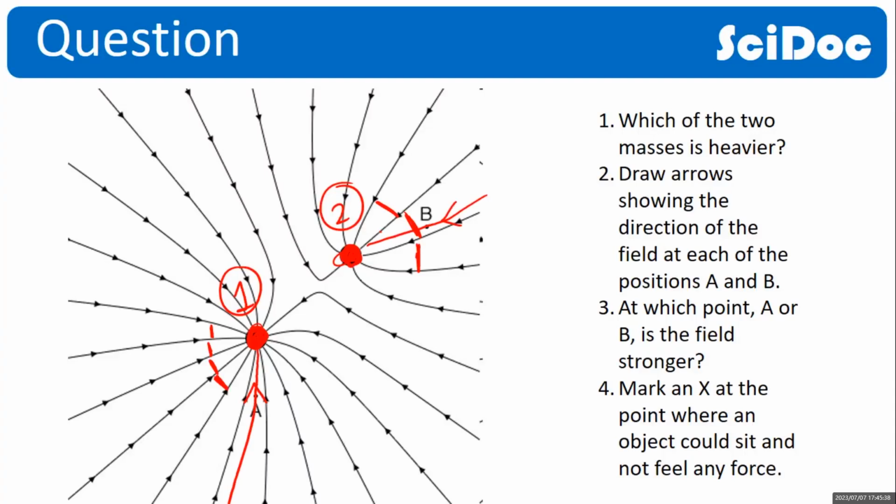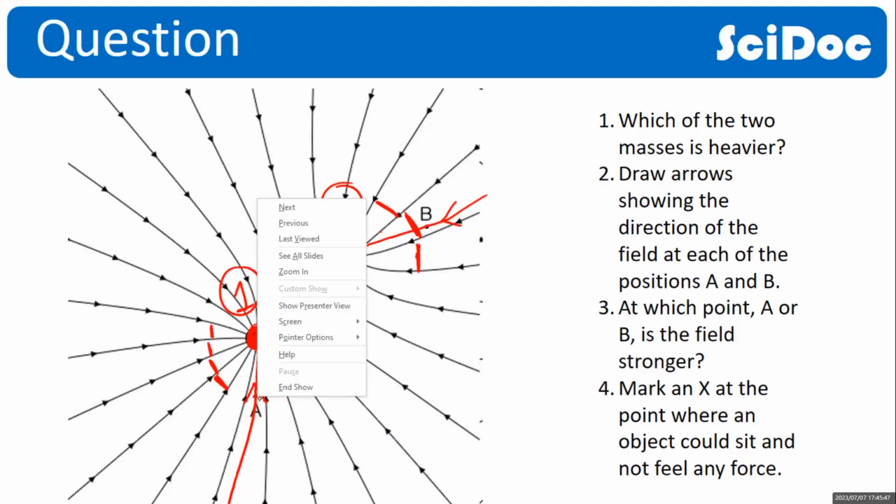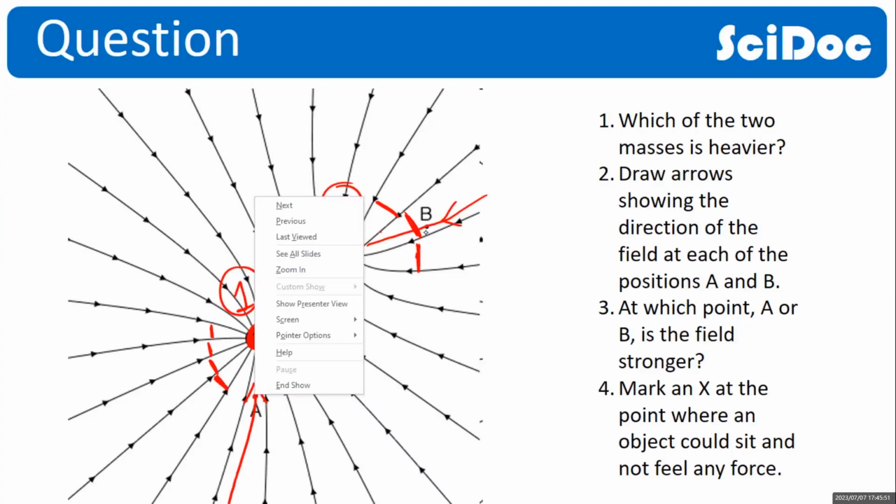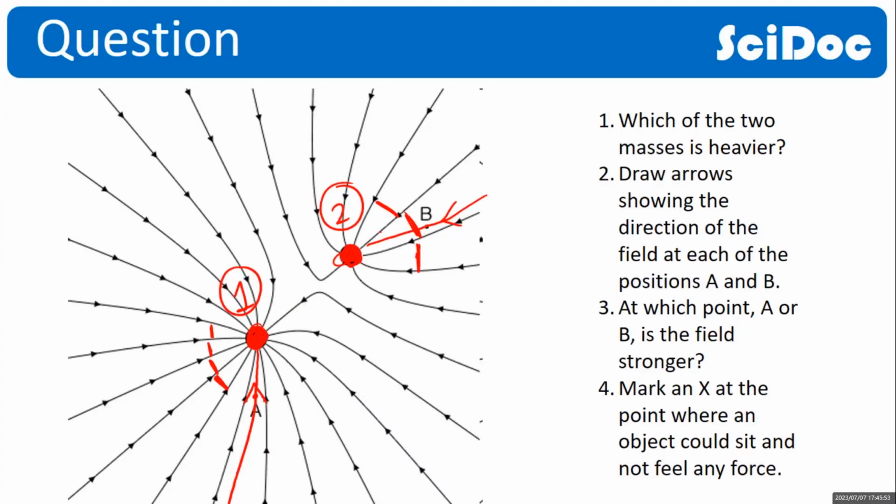Number 3, at which point, A or B, is the field stronger? Of course, at A the field will be stronger. Why? Because the field lines are closer to each other at point A, whereas if we look at point B, the field lines are far away from point B. So when the field lines are closer, we say that the field strength is more. And when the field lines are far away from each other, we say that the field strength is less.